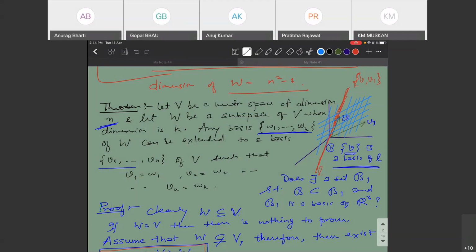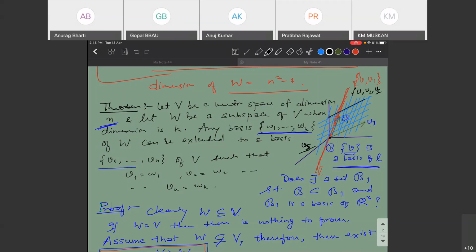So like this, we will get a plane, okay? So this plane has dimension 2. This subspace has dimension 2. This means there must exist a vector v2, which is not in this plane, but is in R3. Drawing in a two-dimensional sheet is difficult, so let us assume that v2 is somewhere here, which is not in this plane. Then include this v2.